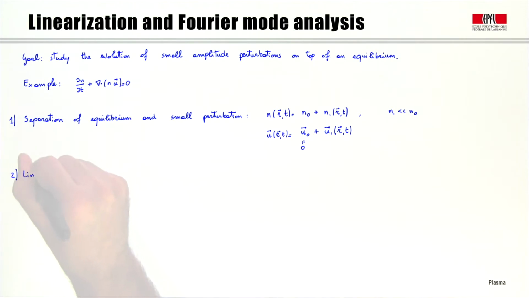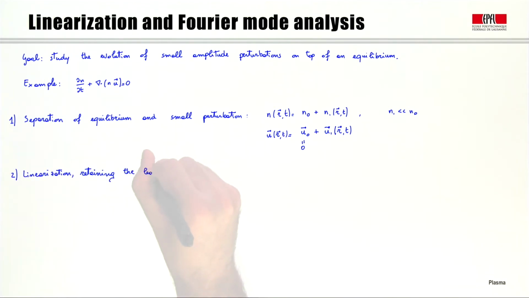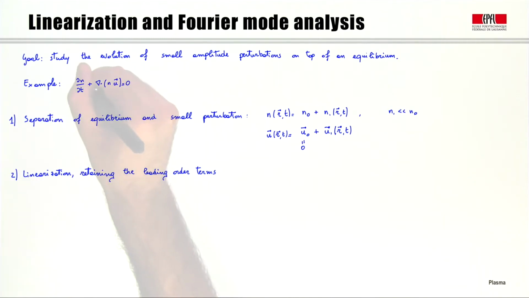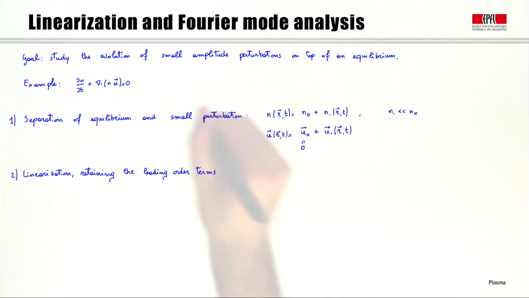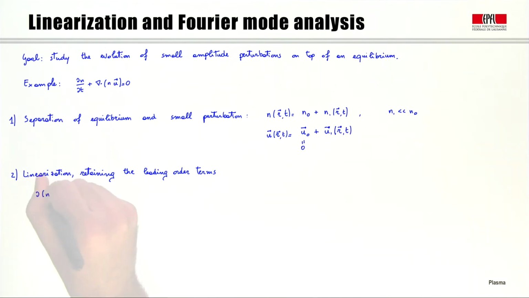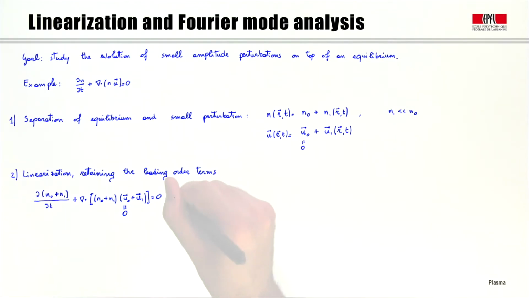The second step we do is the one of linearizing the equation, retaining only the leading order terms. The idea is to replace n here with the sum of n0 and n1, and the u with u0 plus u1. Now, again, in the case of static equilibrium, we can put u0 equal to 0.